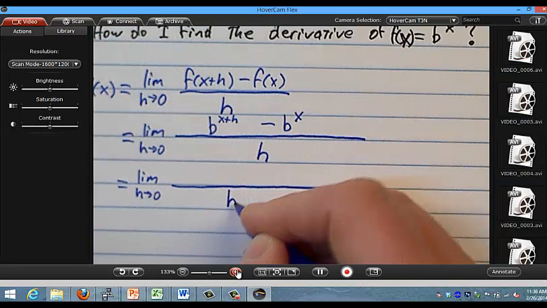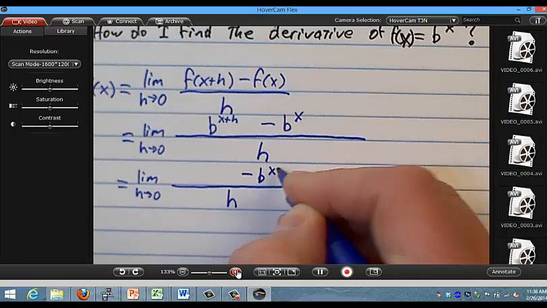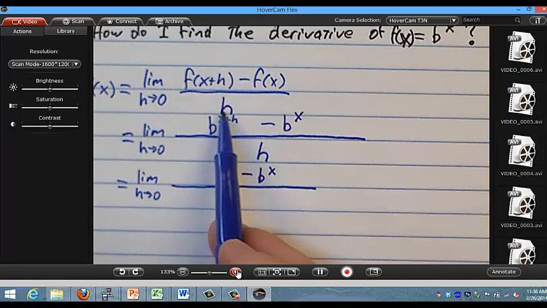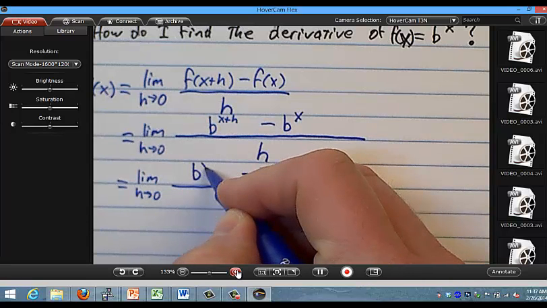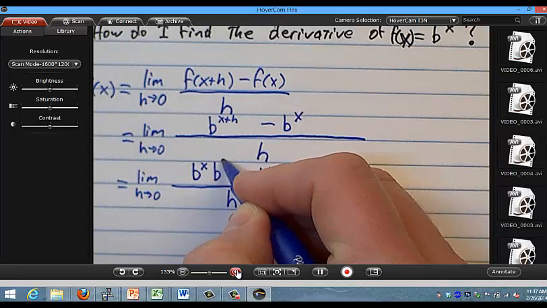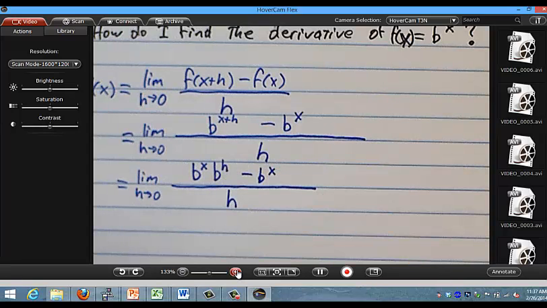Let's see if this makes sense to you. I want to take that expression, b to the x plus h power, and I'm going to write it as b to the x times b to the h. Do you get that? Because normally when you multiply things in an algebra class, what do you do with the exponents? Okay, so I'm using that rule that you know kind of backwards.